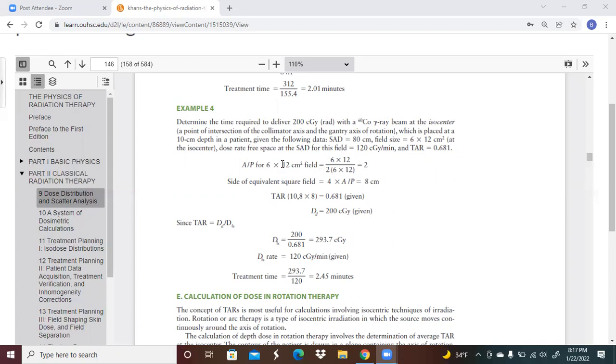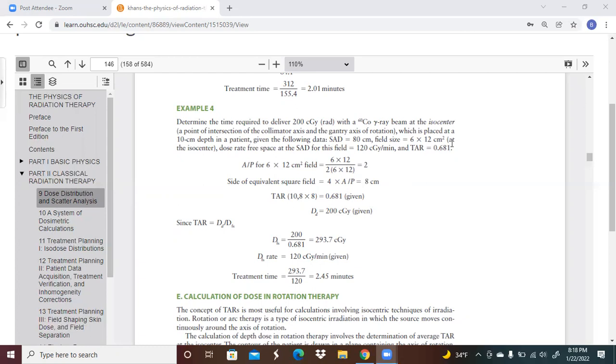Since we have an irregular, or rectangular, field here, we're going to try to figure out what the equivalent square field is going to be. So A over P for a 6 times 12 cm field. Again, we go through that formula that we saw early on, and it ends up being a ratio of 2. So the side of the equivalent square field is going to be 4 times that, which is 8 cm. The TAR for this is going to end up being 0.681.